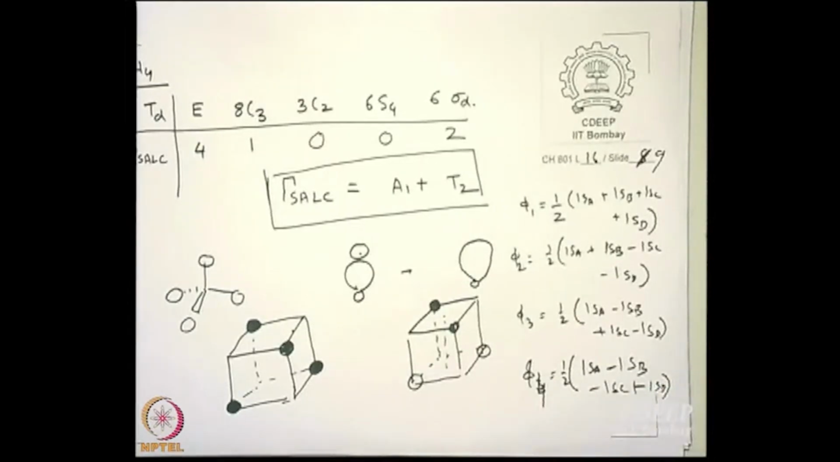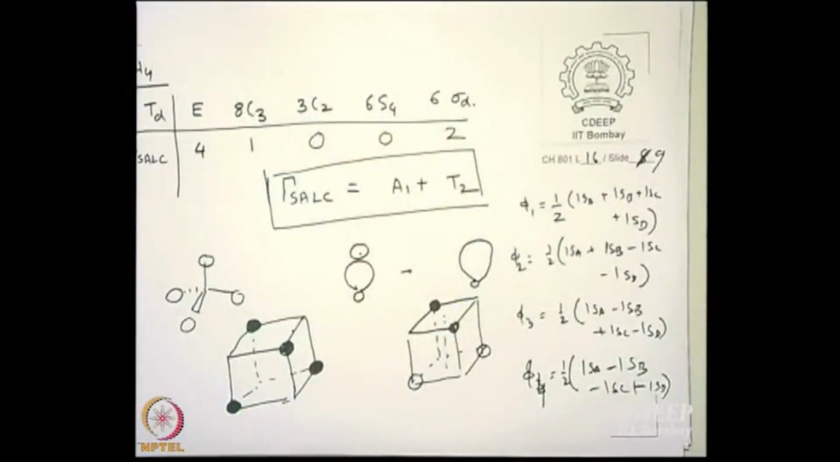All right. So, these are the SALCs that we have generated. First one is A1, the phi 2, phi 3, phi 4 jointly belong to T2. Let us see if that is correct or not. Remember what phi 2, phi 3 and phi 4 look like, right? 2 plus and 2 minus.